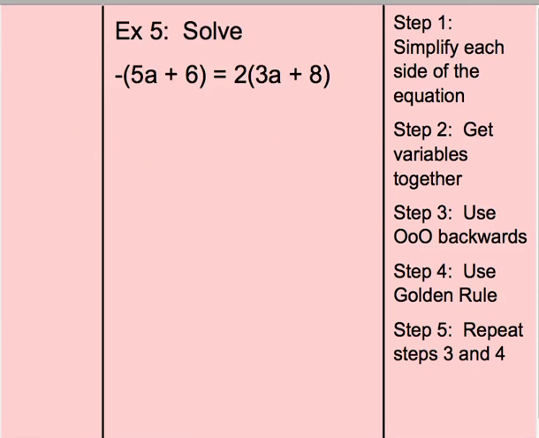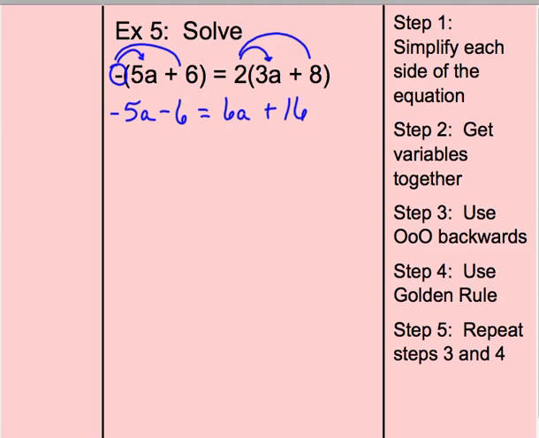So starting with step 1, simplify each side of the equation. This time we have distributive property on both sides of the equal signs. On the left-hand side, I am distributing a negative. Negative times 5a is negative 5a. Negative times 6 is negative 6. On the right-hand side, I'm going to distribute my 2. 2 times 3a is 6a. 2 times 8 is 16. All right, now both sides are simplified.